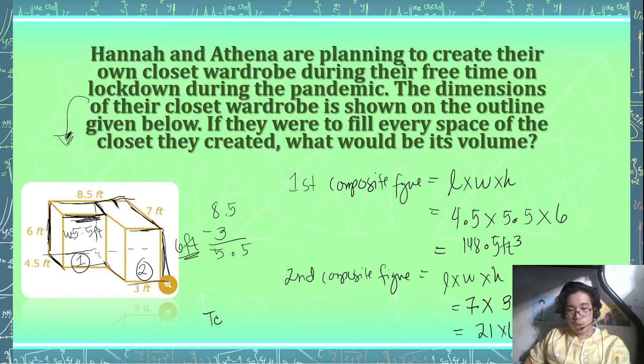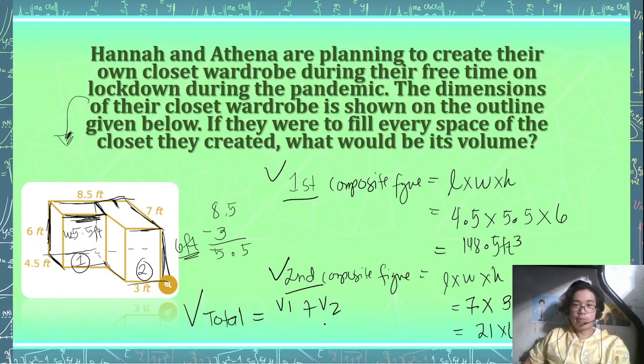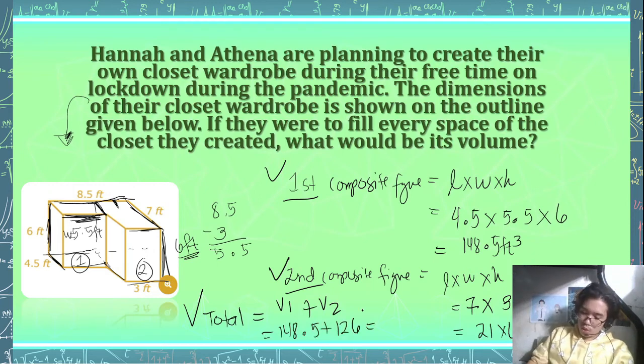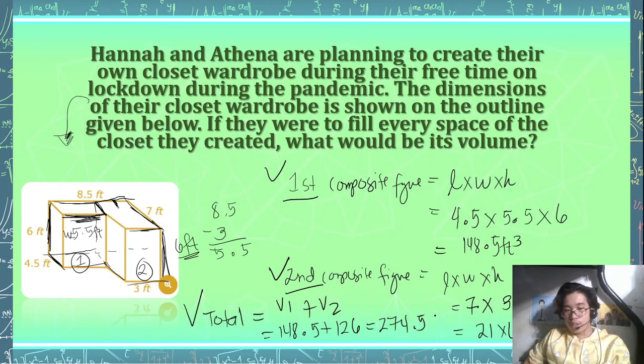To solve for the total volume, we just have to add the volume of the first composite figure and the volume of the second composite figure, the two wardrobes that have been divided in this L-shaped wardrobe. So this is going to be 148.5 plus 126. What's 148.5 plus 126? It should give us 274.5 cubic feet. And therefore, that's the volume of the wardrobe.